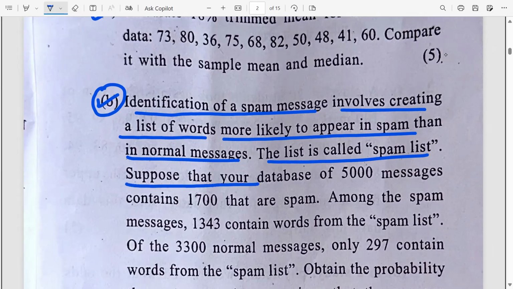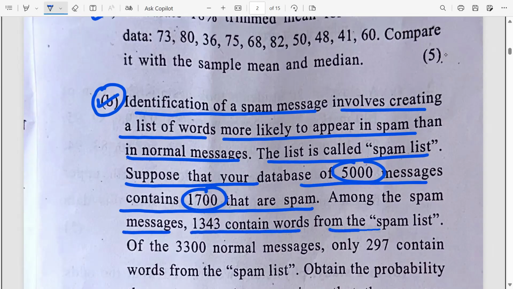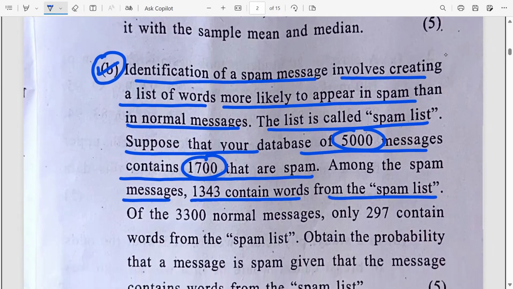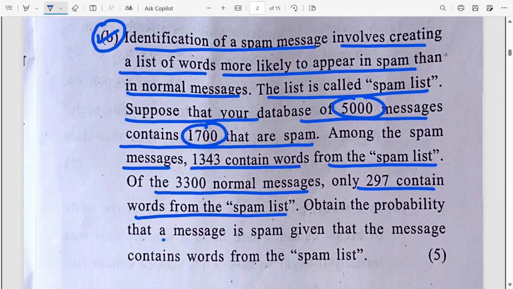Suppose that your database of 5,000 messages contain 1,700 that are spam. That means we are given that out of 5,000 messages, 1,700 are spam messages. Among the spam messages, 1,343 contain words from the spam list. Of the 3,300 normal messages, 297 contain words from the spam list. Obtain the probability that a message is spam given that the message contains words from the spam list.